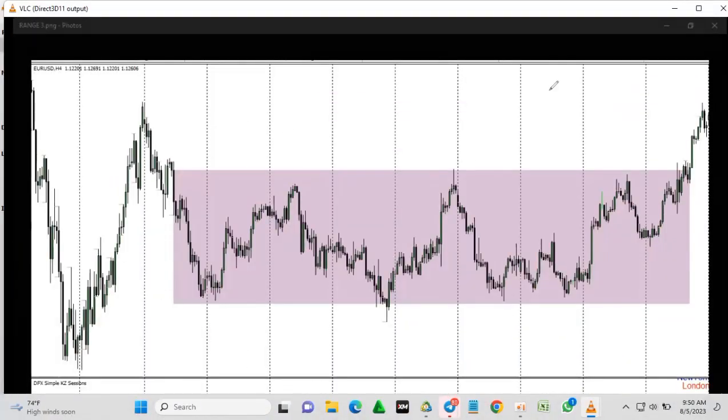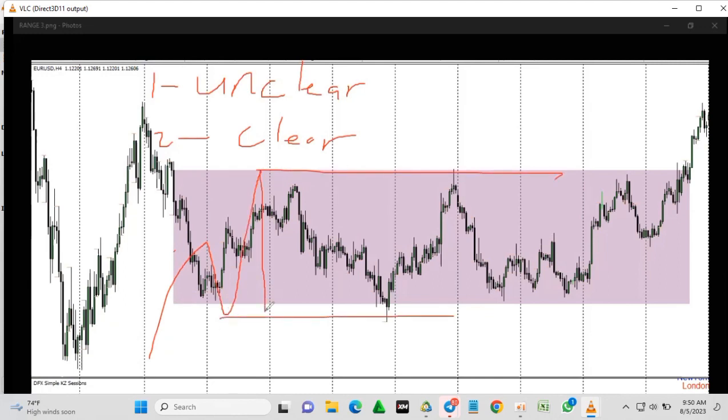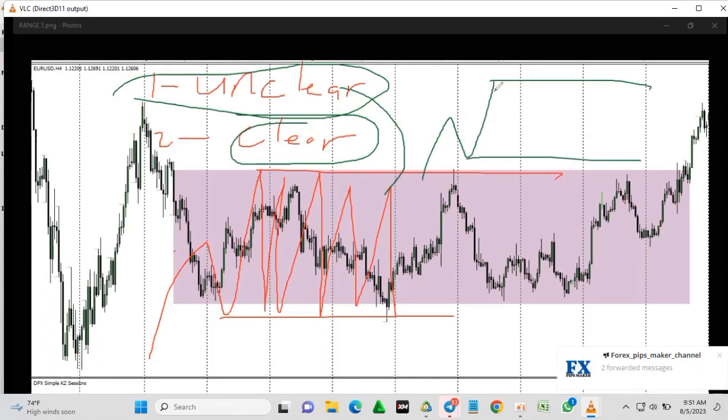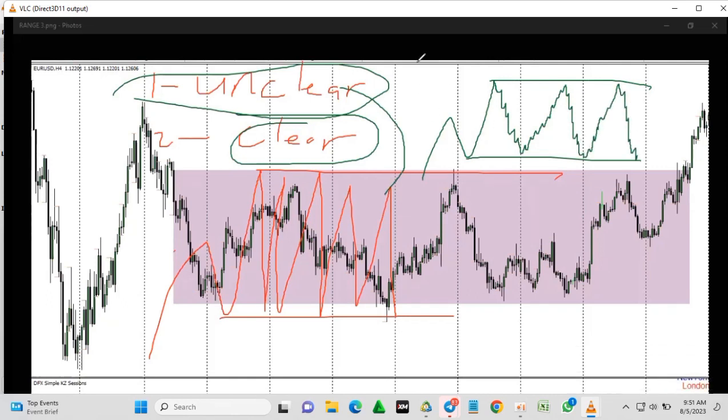So we have two types of ranges, that is unclear range and clear range. With an unclear range, price will be moving straight away from the discount zone to the premium zone, from premium to discount, discount to premium, like that, a choppy market. But with a clear range, price will be creating other minor structures within another trading range, where it will be creating higher high, higher low, higher high, higher low, or lower high, lower low, lower high, lower low, like that. Okay, so that's a clear range.